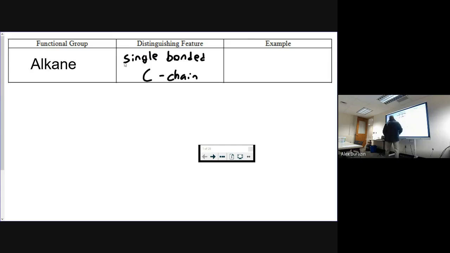is just a singly bonded carbon chain. That's it. Okay. A chain of carbons, all singly bonded. Okay. An example of that would be butane.